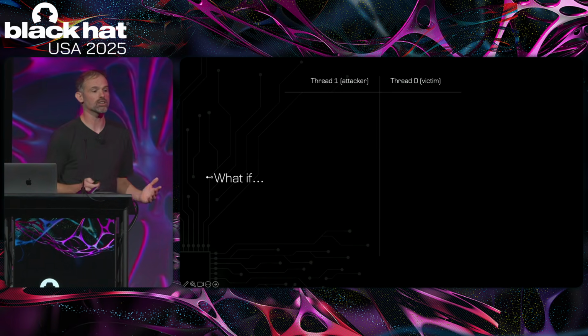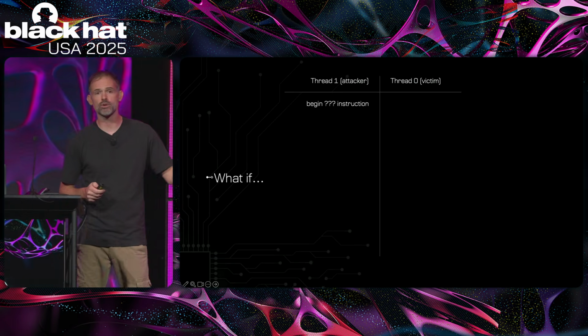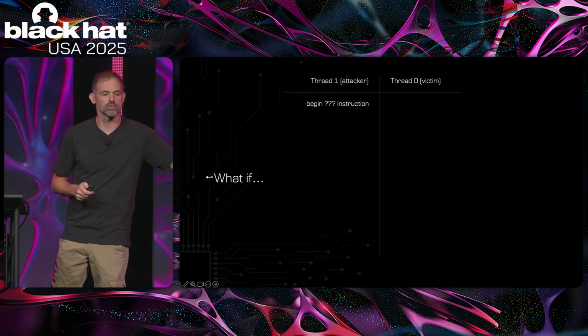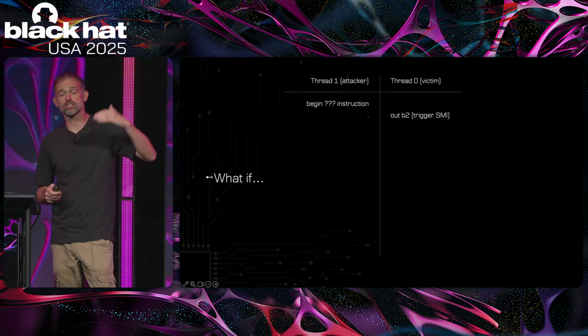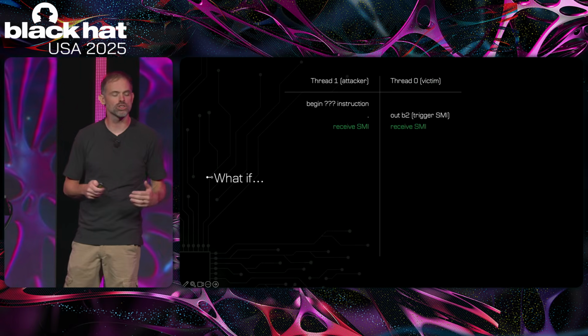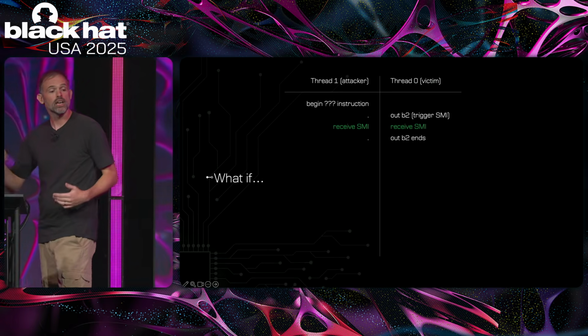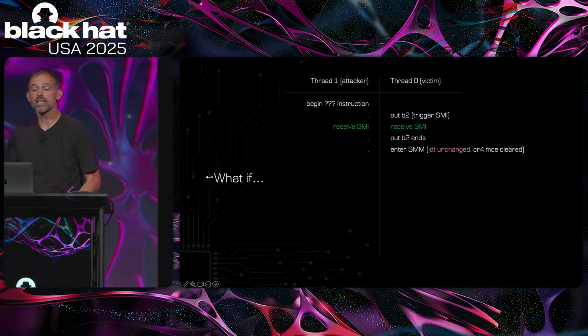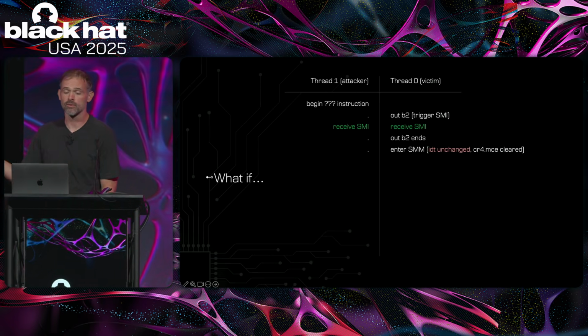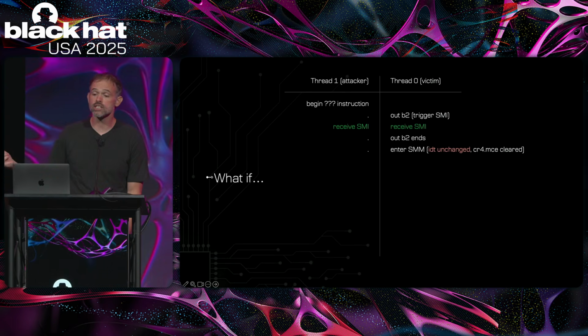So what if something looked like this? What if on an attacking thread we began some mystery instruction? And I don't know what this looks like yet. And on a victim thread, it's going to trigger an SMI. You can do that by writing to port B2. Both threads receive the SMI. The victim thread's going to finish its instruction and then begin executing its system management mode interrupt handler. So it doesn't change the IDT.